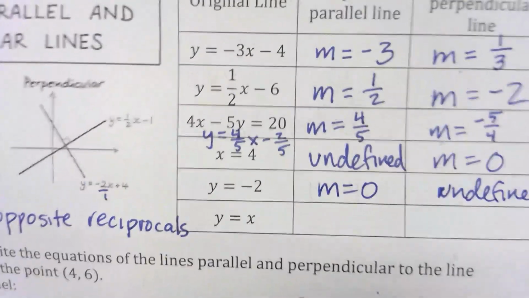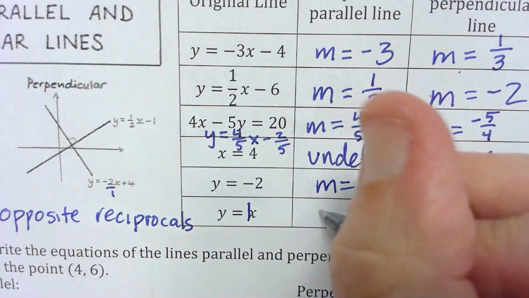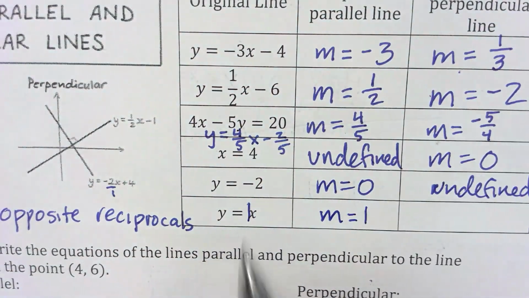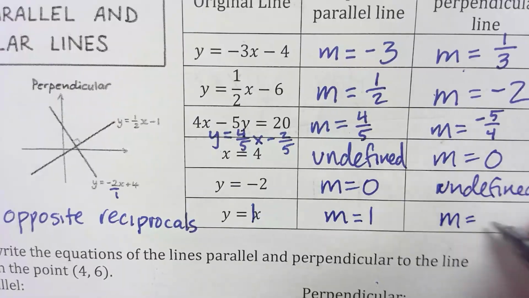y equals x, that has a slope of 1, because there's really a 1 right there. So the perpendicular slope is -1.